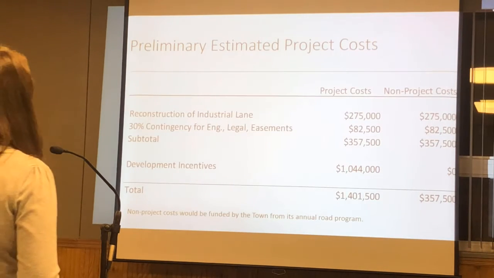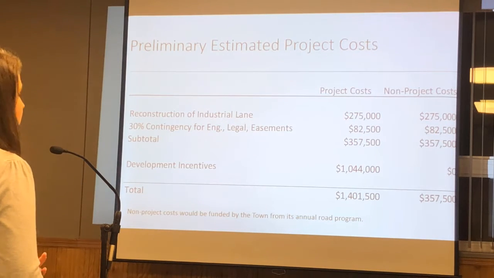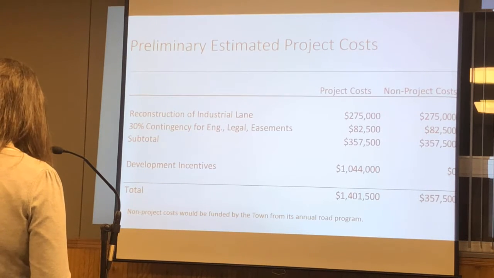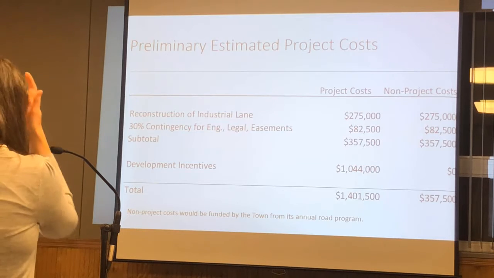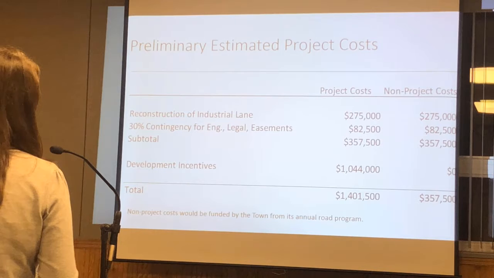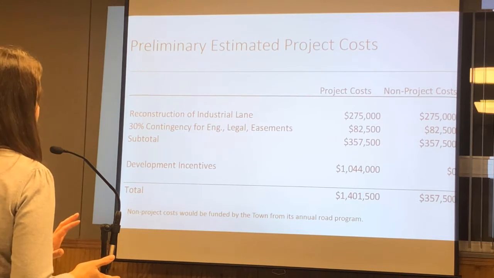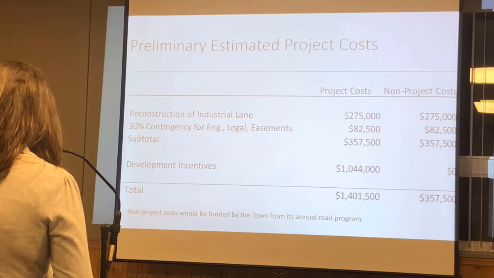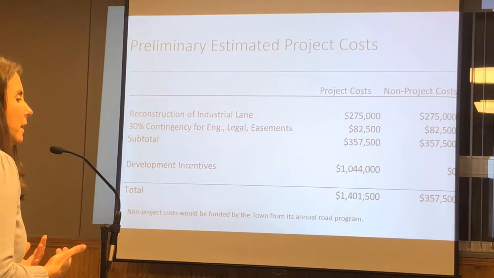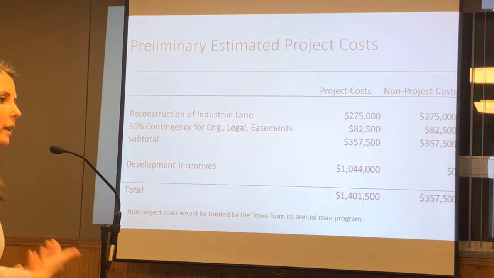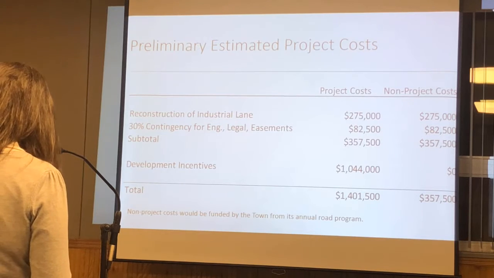So we looked at some pretty conservative estimates of additional property value that could be obtained in this area, and based on that, put together some estimated project costs. For the reconstruction of Industrial Lane, we're looking at about half of that being paid for by the TIF district and half through the town's regular road improvement budget. And then about $1 million of potential development incentives that could be provided. Again, the amount and timing of all this really depends on when any specific properties would come forward.